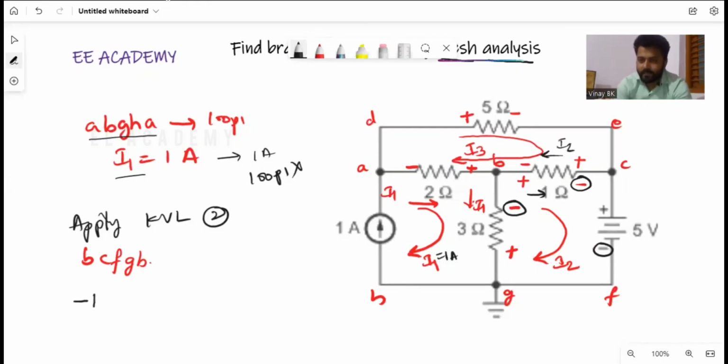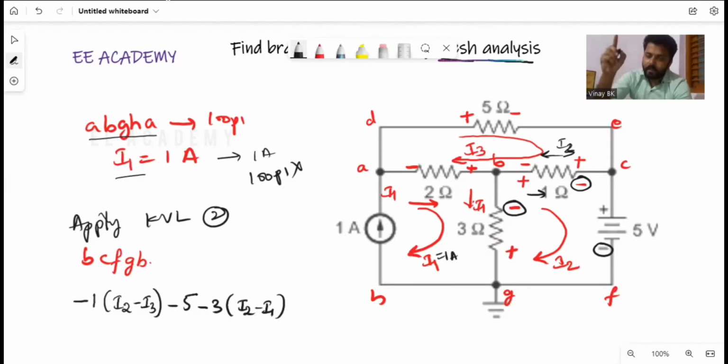I can write the difference of this. That is minus 1 into I2 minus I3 is flowing. Similarly, there is a voltage source in between C to F, so I'll directly write minus 5. Then G to B, minus 3 into I2 minus I1 is flowing. You can observe I2 is flowing upward and I1 is flowing downward, and the reference loop is the second, so minus 3 into I2 minus I1 equals 0.